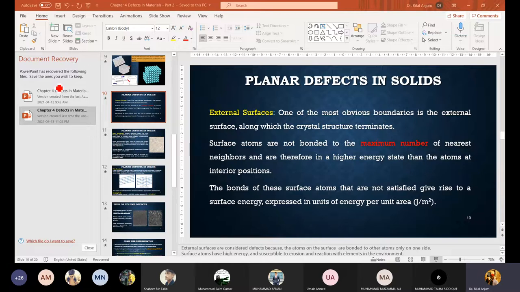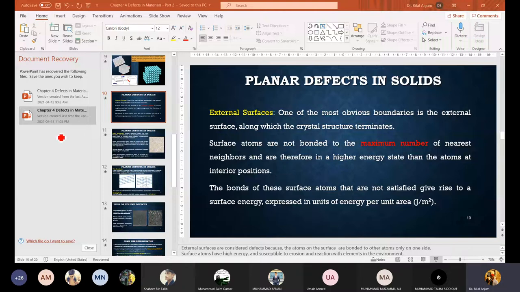External surfaces is one of the defects. One of the most obvious boundaries is the external surface along which the crystal structure terminates. Now, if you remember the definition of defect, a defect is a disruption in the perfect crystalline order. So any surface, when it terminates, is basically disrupting the perfect crystalline order. All right, so external surface is the first kind of defect.